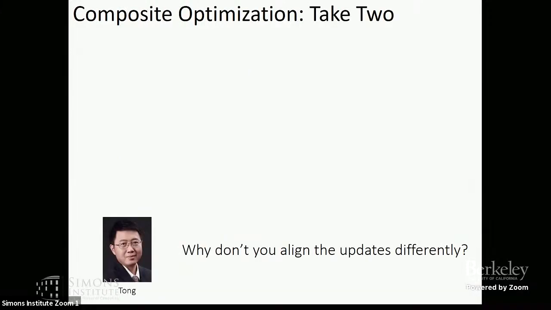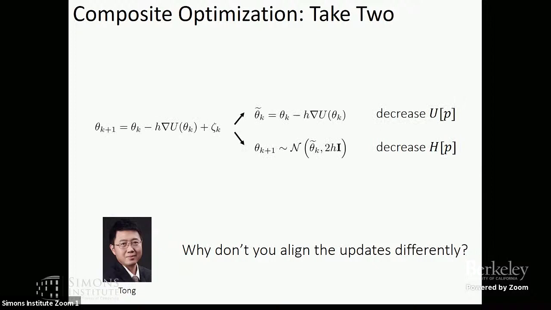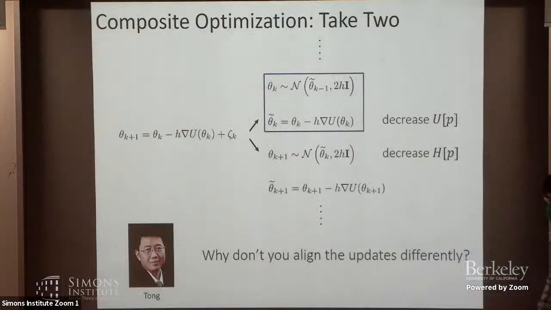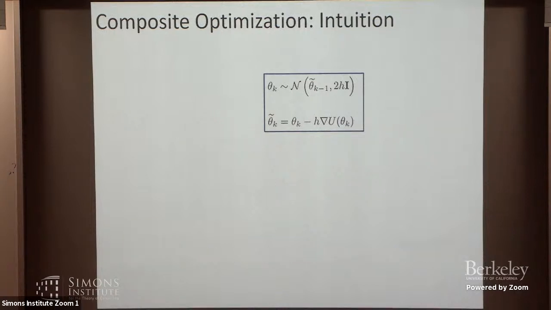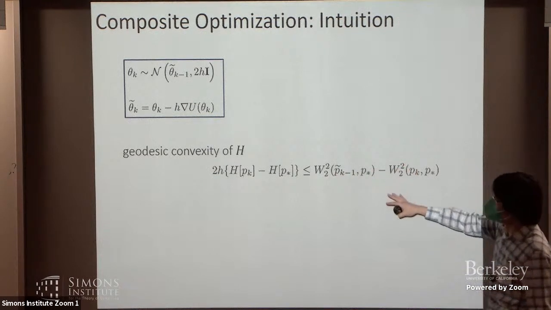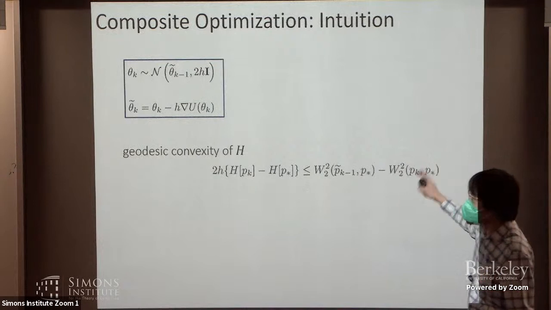And then Tong says, why don't you align the updates differently? So previously, you decompose this update into these two steps. One decreases cross-entropy, one decreases self-entropy. You can write it out. And instead of focusing on this block, you would focus on the blocks before. So it's like you first add a Gaussian random variable, and then you plug into gradient descent. If you do that, the analysis can go a little differently. So let's put it up there. And geodesic convexity of H is the same. So the update in the self-entropy is exactly the same.